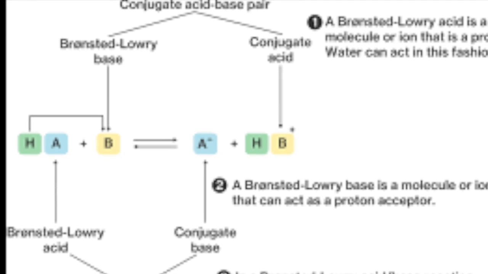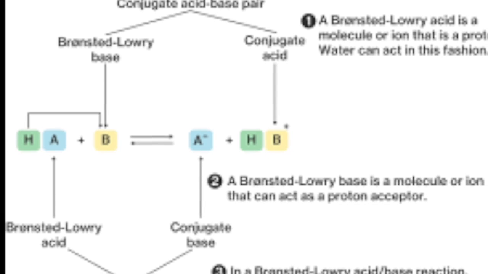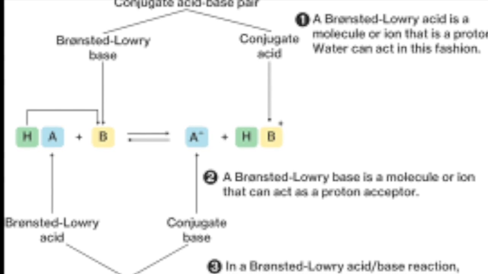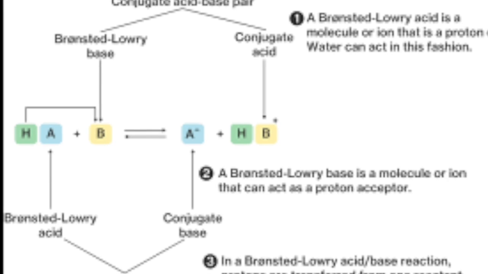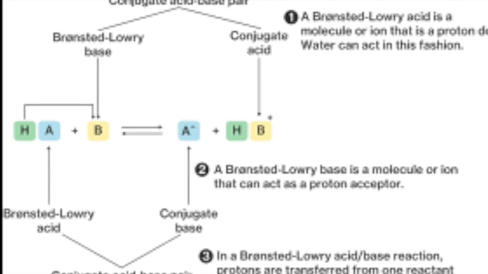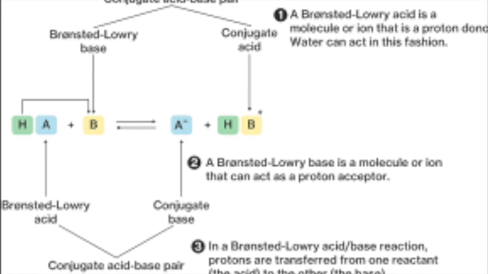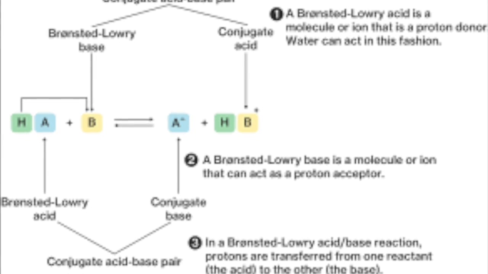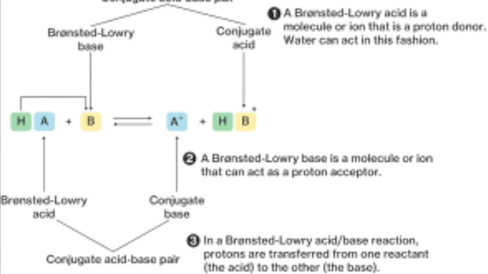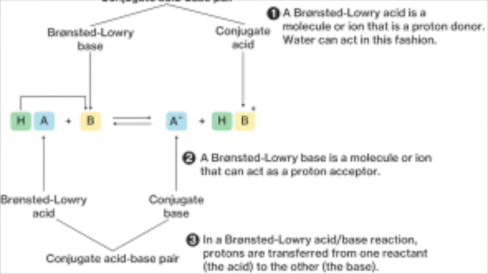Bronsted-Lowry bases are defined as proton-accepting species. They do not have protons to donate. Examples include NH3, OH-, CH3O-. When the base gains a proton, it becomes its conjugate acid. OH- becomes H2O.